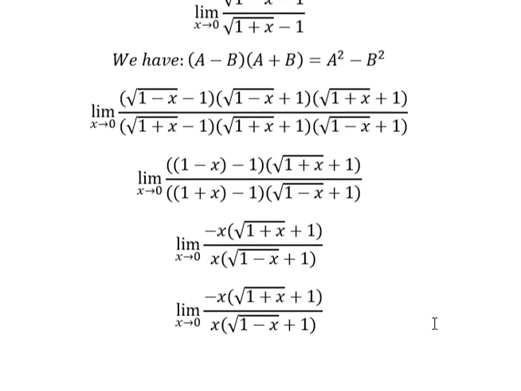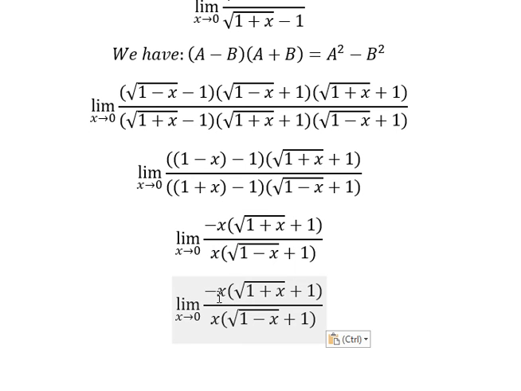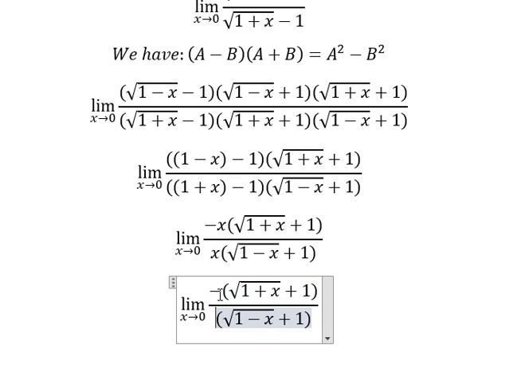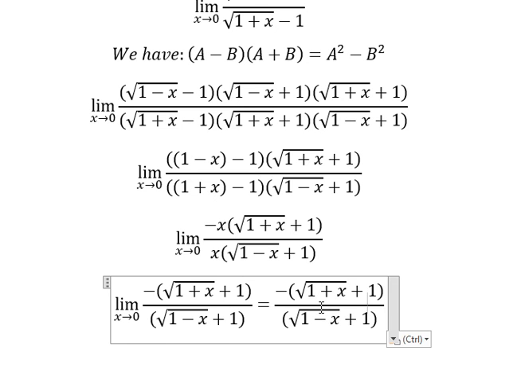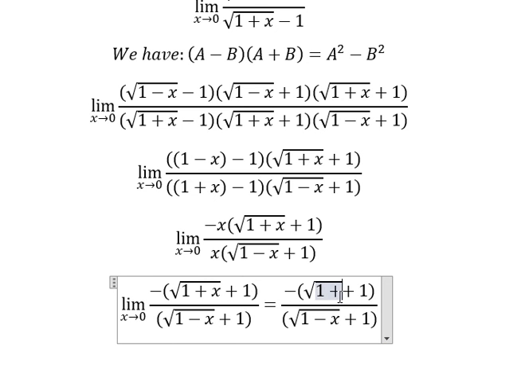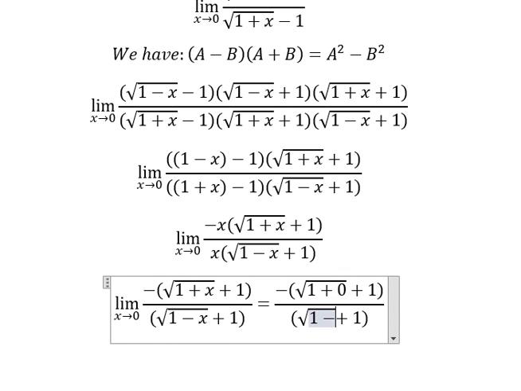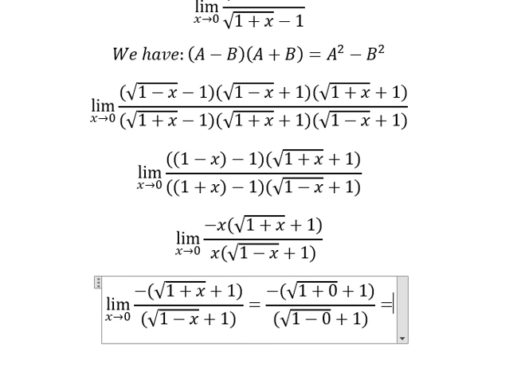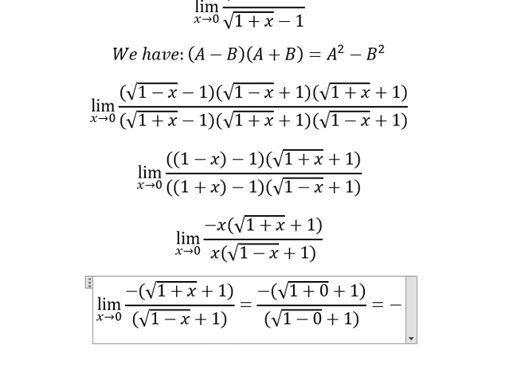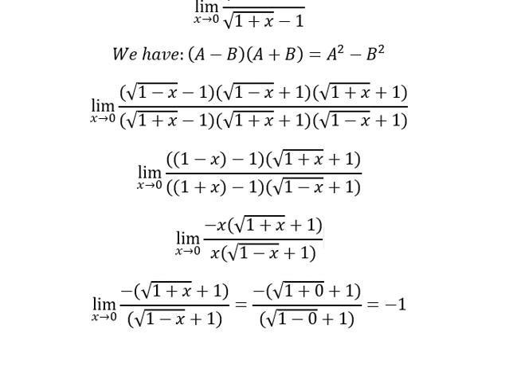Now we need to simplify s and s. Next, I will put 0 here, and this one too. And now we have the final answer. So we put 0 here and 0 here. So we simplified and we have negative 1. This is the end.